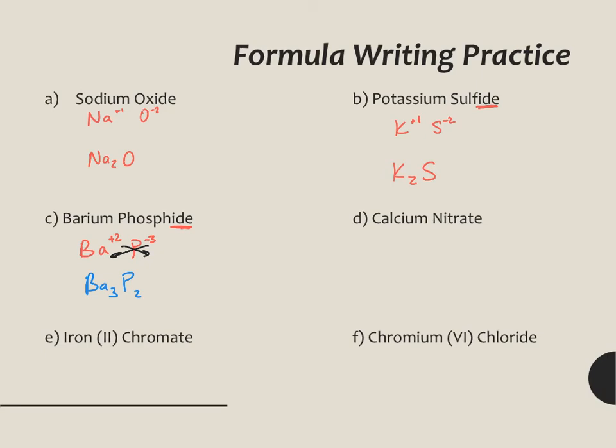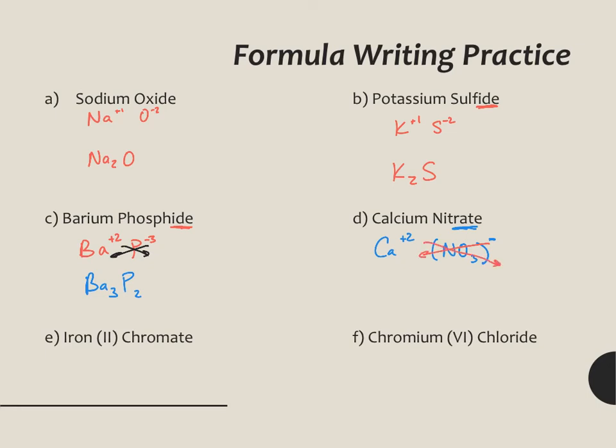Calcium nitrate. So this ending here indicates we're looking at a polyatomic ion. It's not nitride for nitrogen. It's nitrate, which means it's polyatomic. So calcium is +2. Nitrate is NO3, and that we need to look up on the reference table. And you'll see on the reference table, it has a -1 oxidation state. So again, you're criss-crossing down.